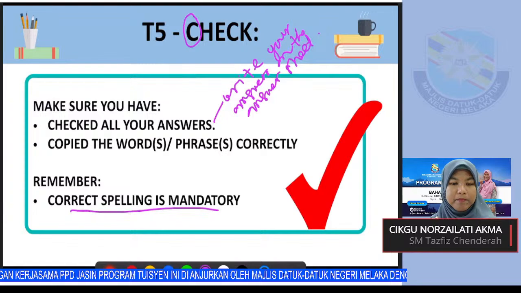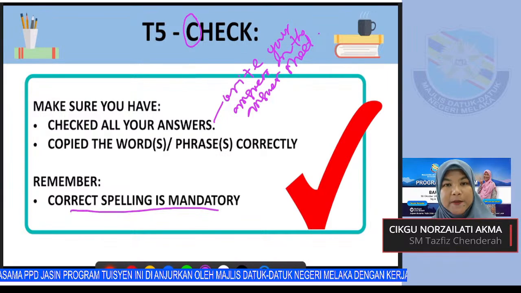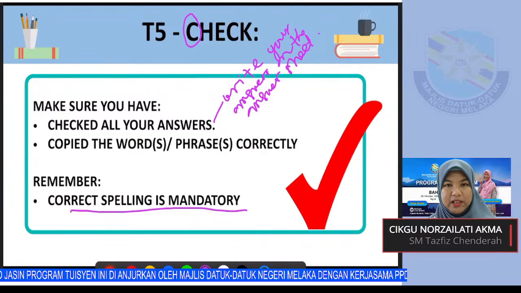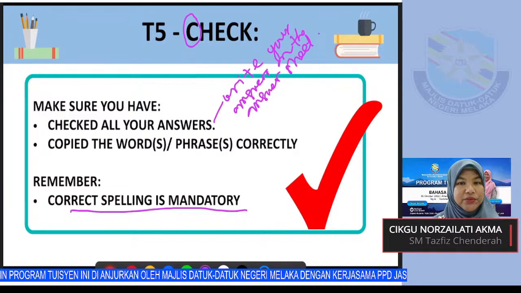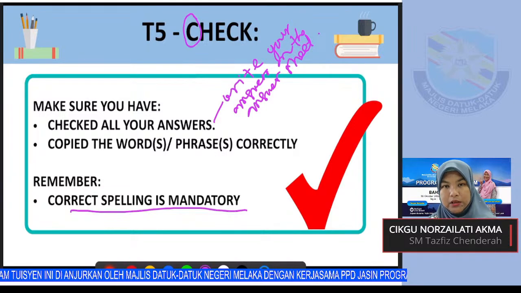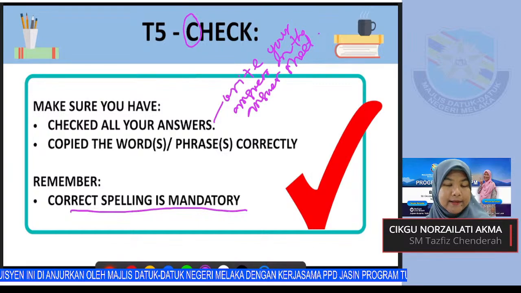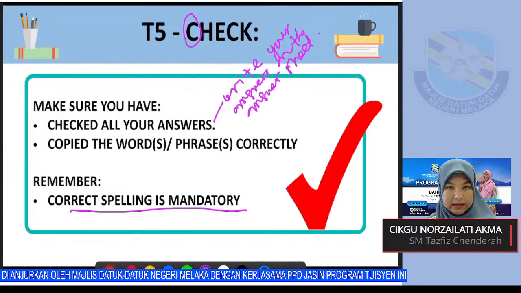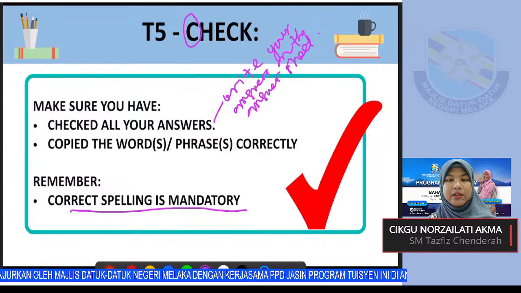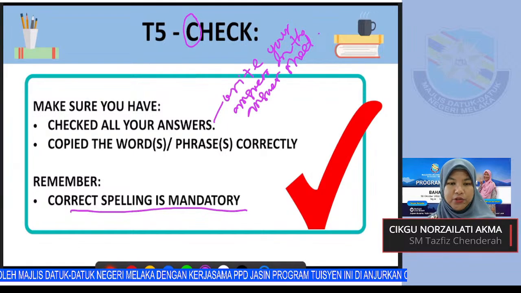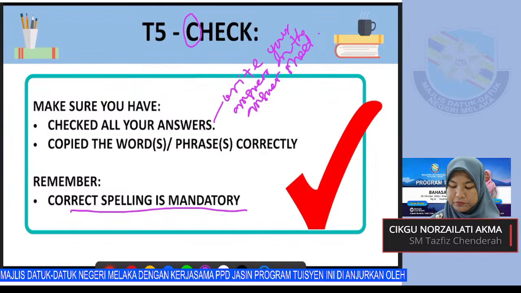So spelling is compulsory. You must write in correct spelling, because for information transfer you just take the information straight away from the text and copy it as your answer. So by right, you should spell the word correctly, because the words have been given to you in the text. So make sure your spelling is correct.